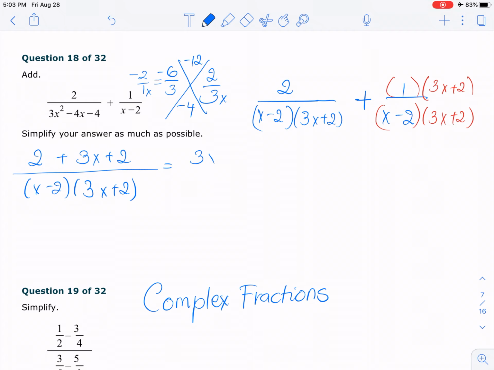Okay, so we have 3x plus 4 on top, and I have x minus 2, 3x plus 2 on the bottom.